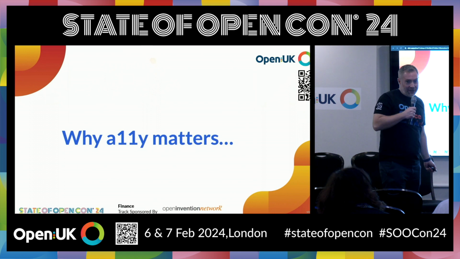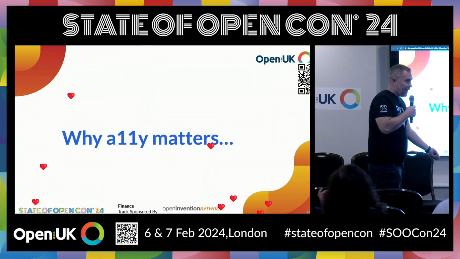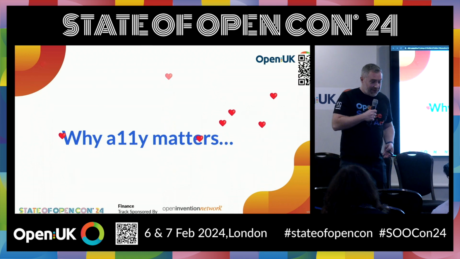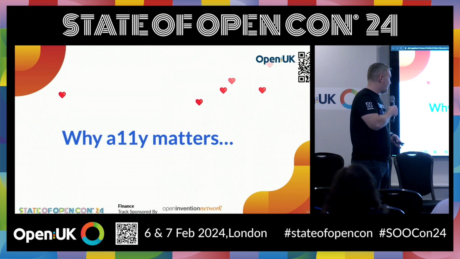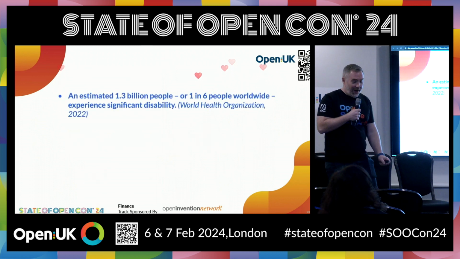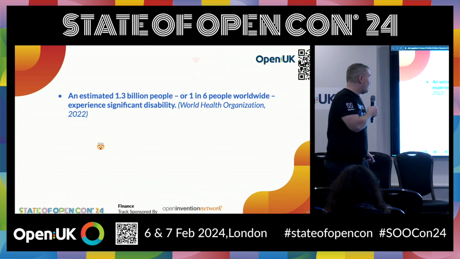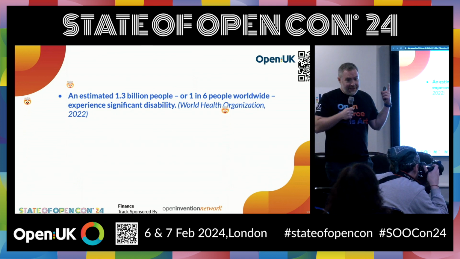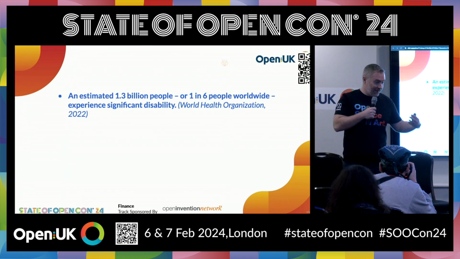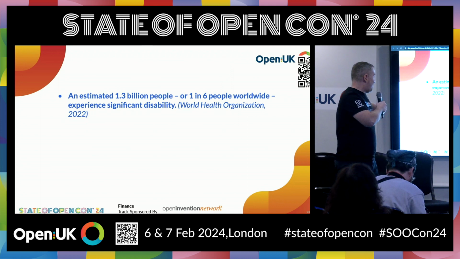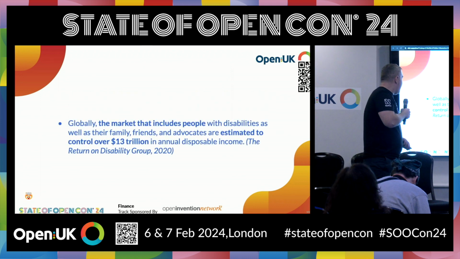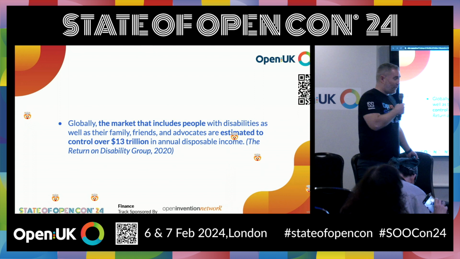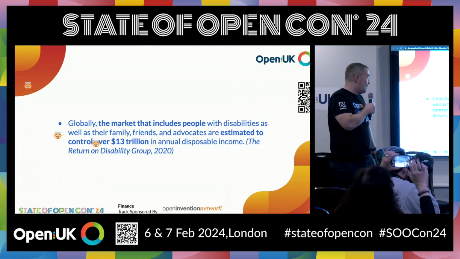So the real question, why does accessibility matter, right? Now, I'm not going to dive deep into this because if you've been to some of the other talks at this conference or at other conferences, we have so many statistics about why accessibility matters, right? 1.3 billion people estimated, or 1 in 6 worldwide, experience significant disability, right? Significant disability. I'm not talking about less significant too. That's just to give you an idea, 1 in 6 people, right? And if we could estimate their purchasing power, they could control over $13 trillion of annual disposable income.